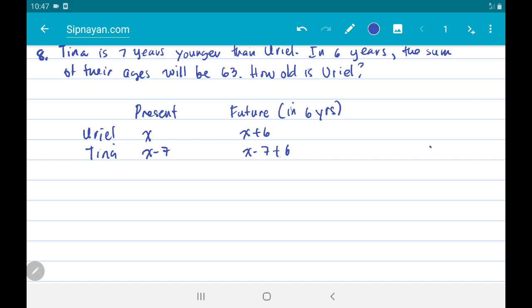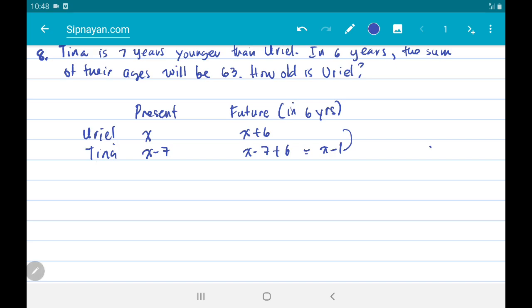Pag nag-minus 7 ka, tapos nag-plus 6 ka, x minus 1, di ba? Kasi negative 7 plus 6 is negative 1. Plus x plus negative 1 is the same as x minus 1. So, the sum of their ages will be 63. Ito yung in-add natin kasi in 6 years, the sum of their ages. So, yung future ages yung in-add natin, hindi yung present.